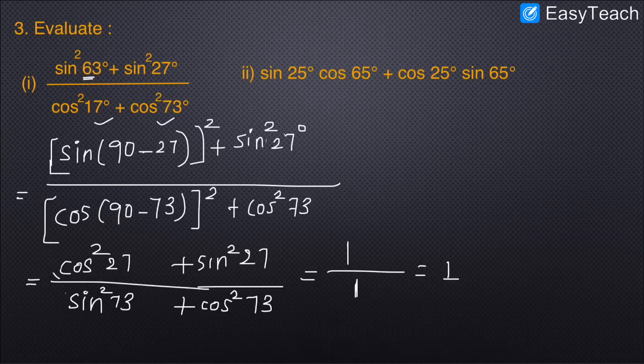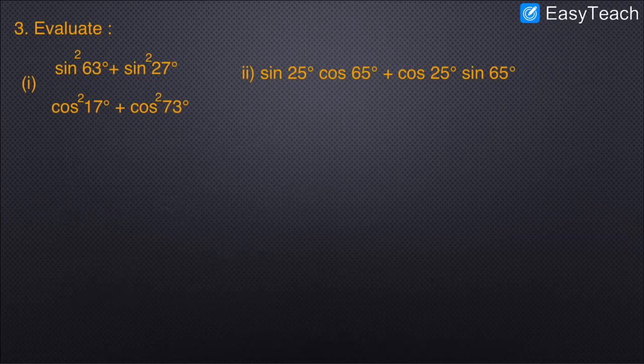And bottom also 1. So the answer is 1. Let's do the second one. Sin 25 cos 65 plus cos 25 degree sin 65 degree. Let's change any one of these two pair.